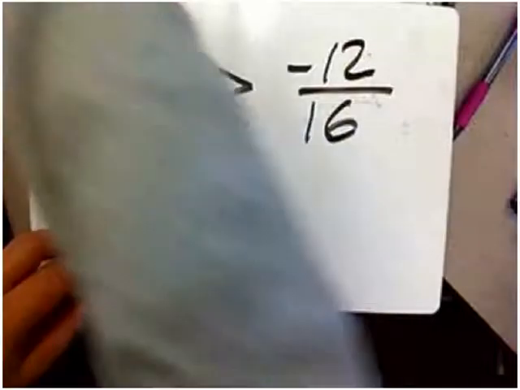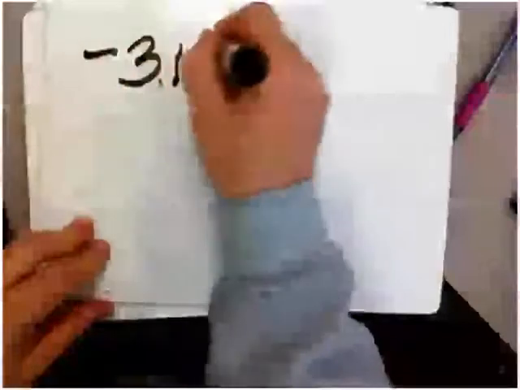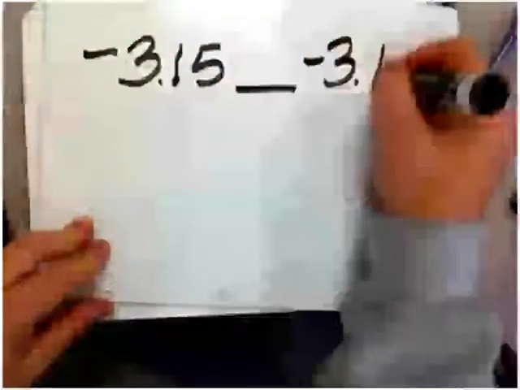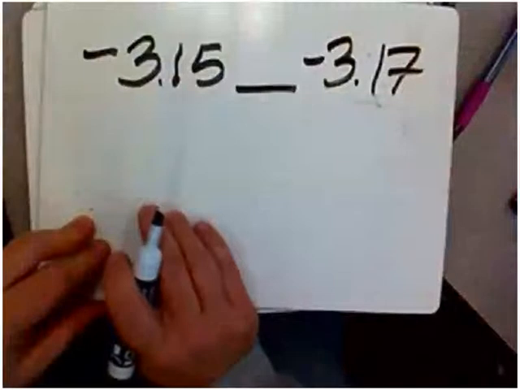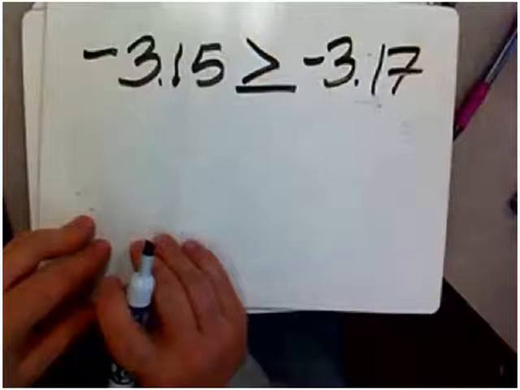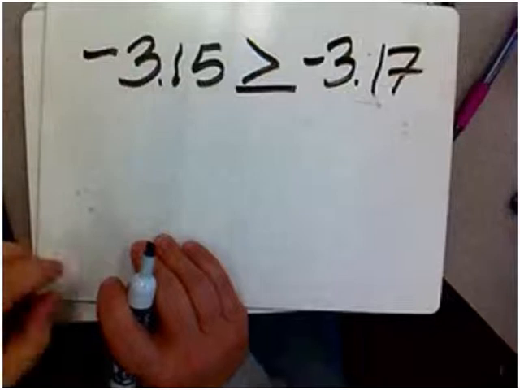Okay, sorry about that. Negative 3.45 compared to negative 3.7. All right, so the next one is negative 3.15 compared to negative 3.17. Which one is greater? Negative 3.15 is greater than negative 3.17 because we're closer to the 0 on negative land.